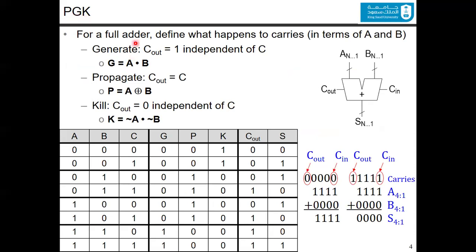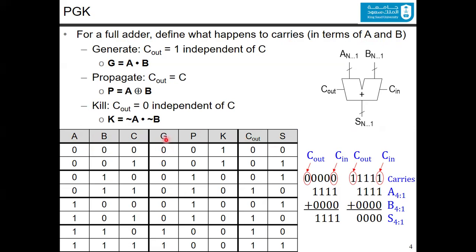So, for a full adder, we define what happens to carries, and we put more emphasis on the carries than the sum, because it will be the bottleneck for us when we calculate the delay. So we care about them more than the sum. So we try to find the generate, propagate, and kill signals of the carries in terms of A and B. So for example, if you have this truth table, these are the inputs A, B, and C, and you want to get the generation, the propagation, and the kill signals. We get the sum and the carry out from the previous slide.